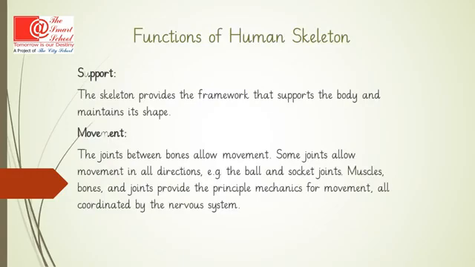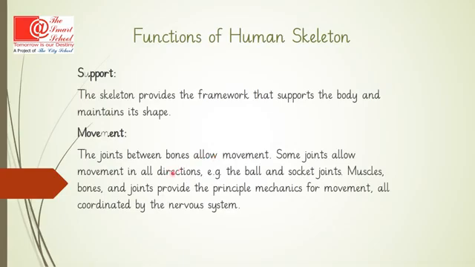Functions of human skeleton. The first function of human skeleton is support. The skeleton provides the framework that supports the body and maintains its shape. If we do not have a skeleton, we will not have any shape. We shall just be a mass of muscles and skin. All of our body movements are possible due to the movement of joints. The joints allow movement to the bones, and that is how we move.